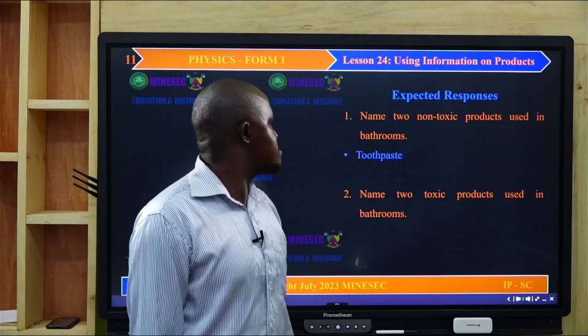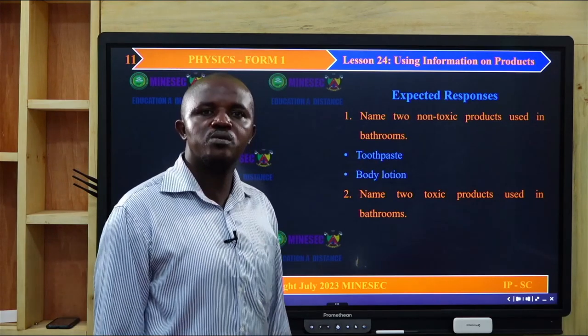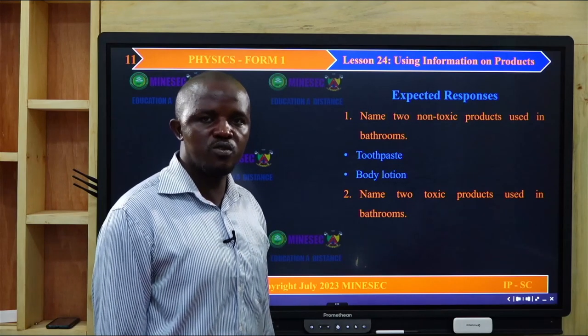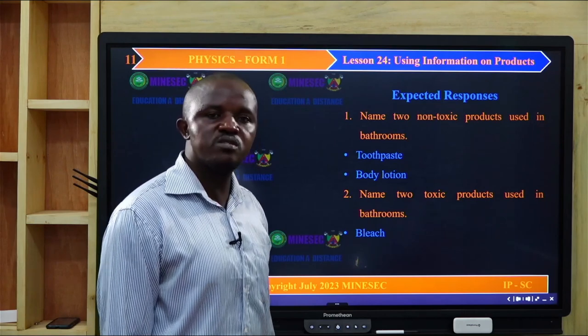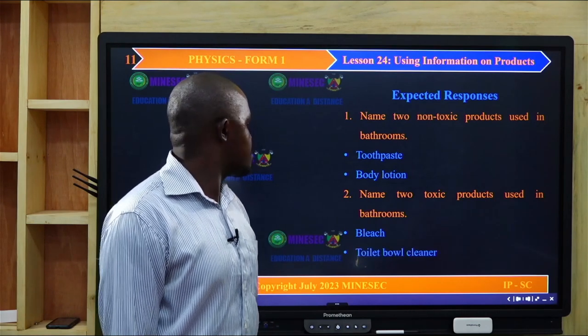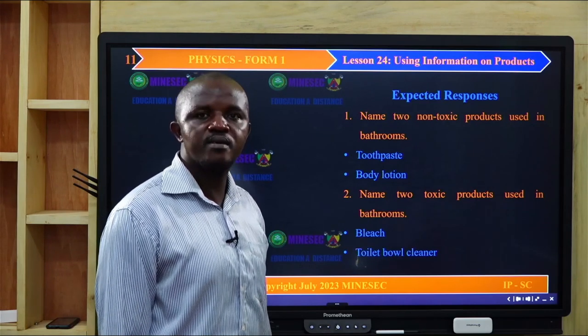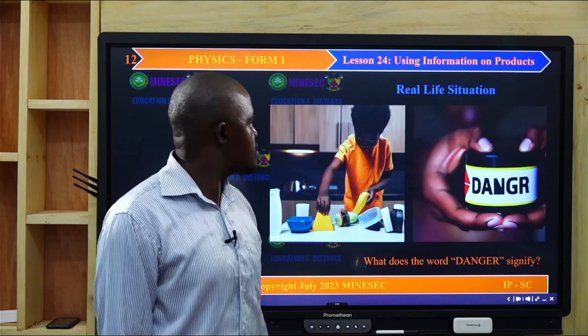So for the first, toothpaste is non-toxic. Body lotion is non-toxic. They use them in the bathrooms. And then bleach is toxic and can be harmful to you if you ingest it. And toilet bowl cleaner is also toxic, can be harmful to your system if ingested.